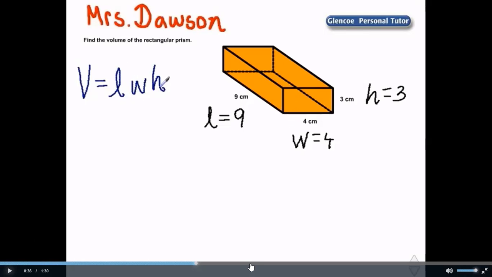She's going to throw some numbers in there. I'm going to skip ahead for a little bit. 9 was the length, 4 was the width. That finds the area of the base. And then the height is 3. She does some multiplication real fast.